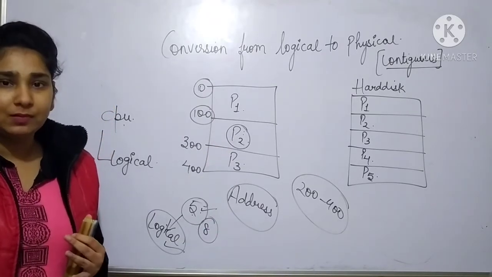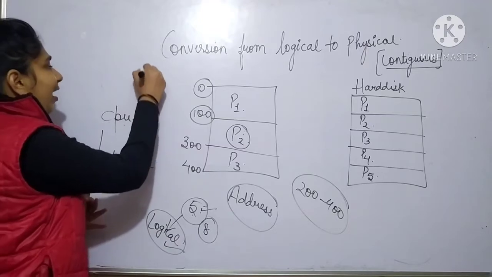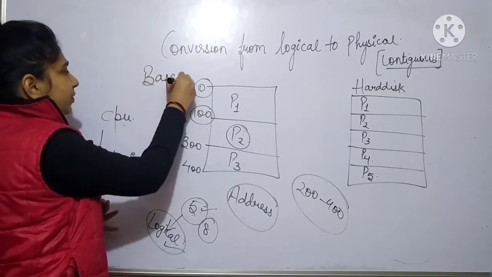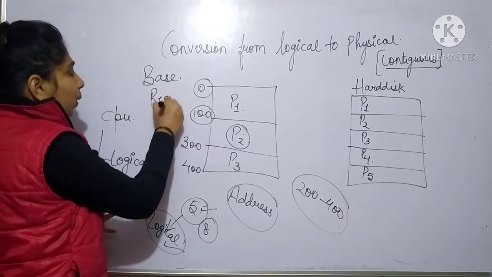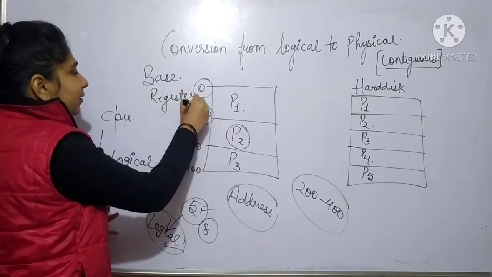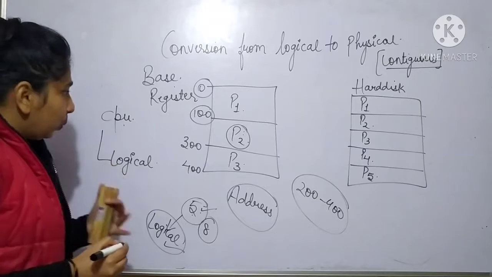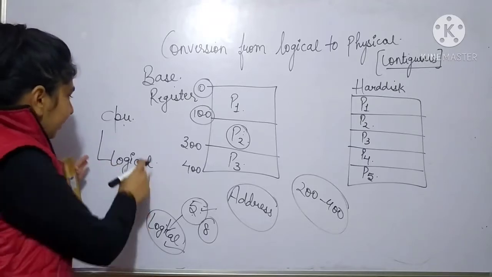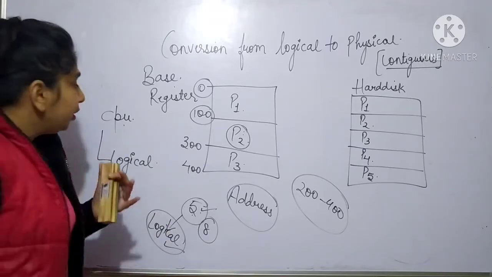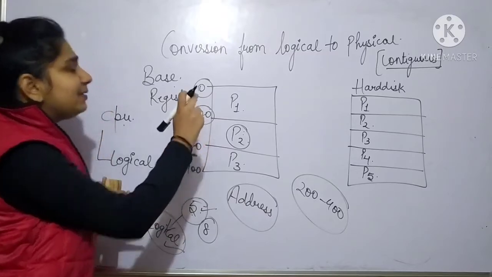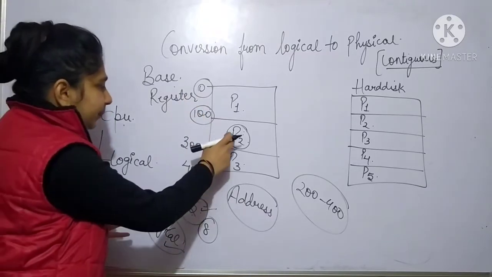So what we have is one base register. In this base register, for whichever process your CPU is executing, you save the base address of that process.